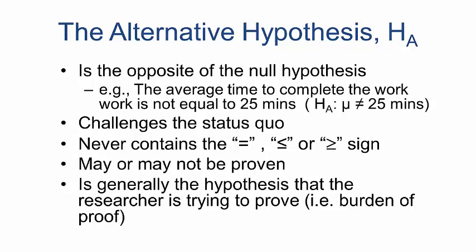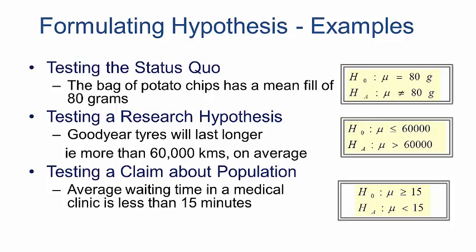The alternative hypothesis never contains the equal sign, but instead will contain a not equal to sign, or a less than sign, or a greater than sign. If we have enough evidence to reject H0, we will then conclude with H1. So in this example, we would conclude that the average time to complete the piece of work is not 25 minutes if we reject H0.